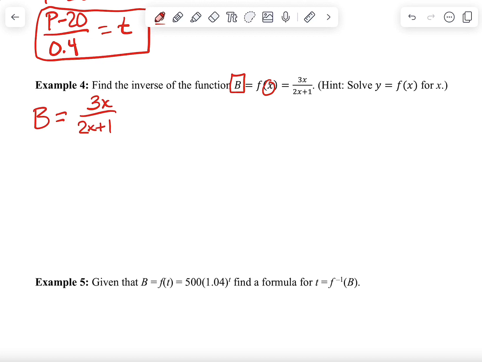Pause the video, really do it. Hopefully you've reserved sufficient time to spend thinking and doing things. So pause the video and spend some time trying to solve for x. And then I will walk you through it after you play it back.